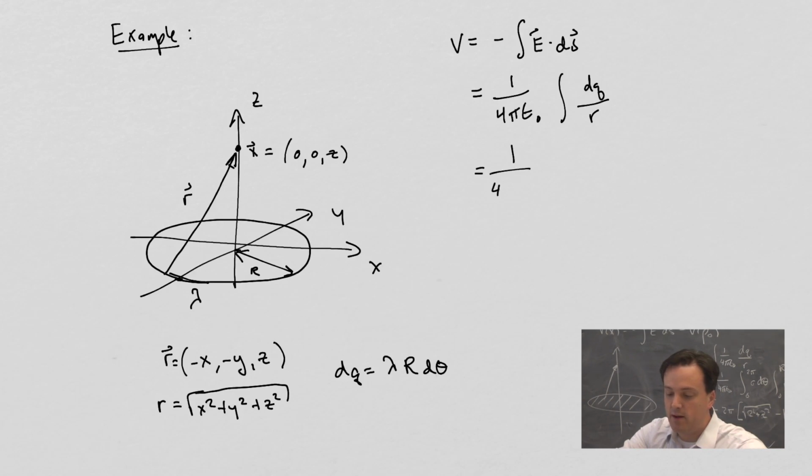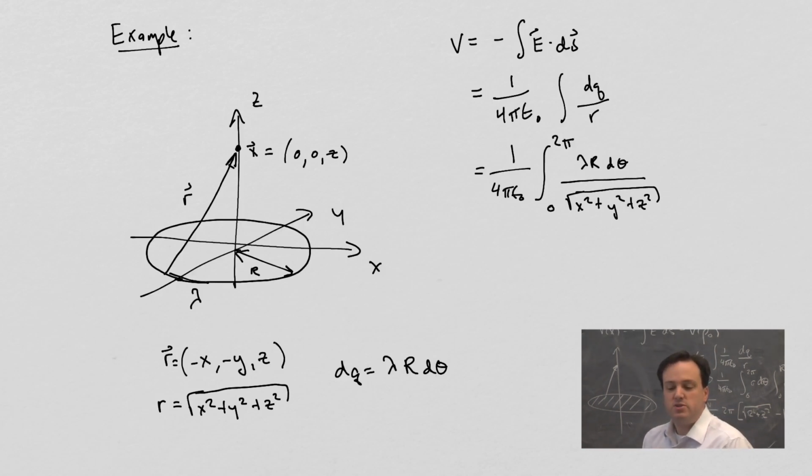So I have 1 over 4 pi epsilon naught times the integral. Now I have to think about, I'm going around the circle in theta, so I go from theta equals 0 to 2 pi. Of, let's see, the numerator has dq, which is lambda r d theta, and the denominator has the square root of x squared plus y squared, let me write that correctly, plus z squared.